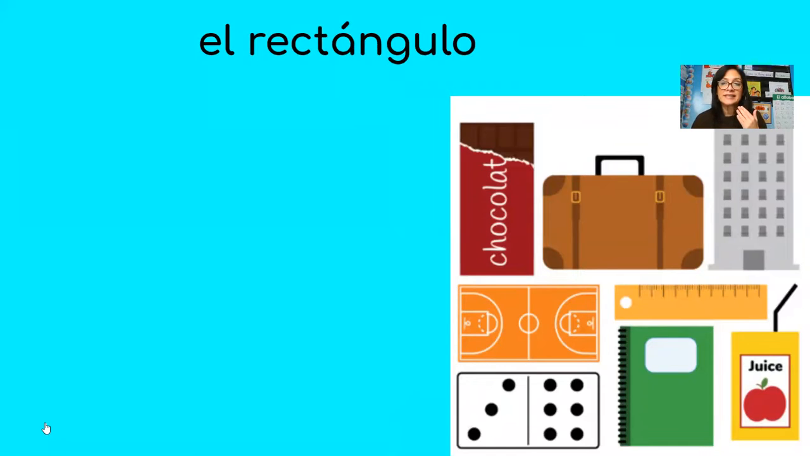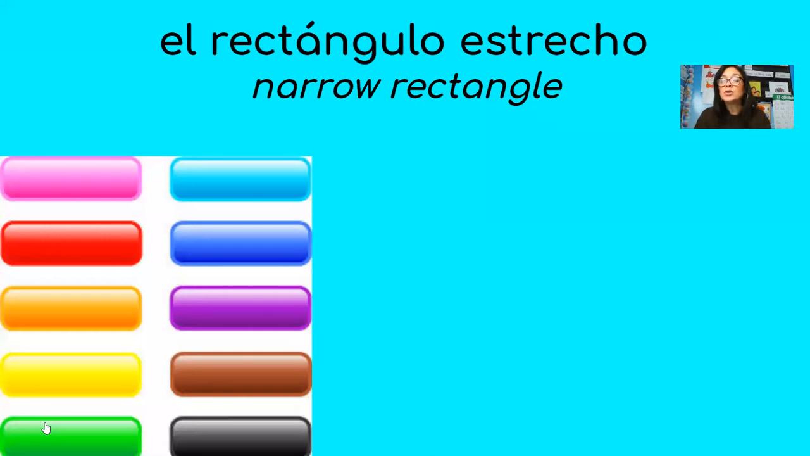Rectángulo, el rectángulo. If you notice, rectángulo, triángulo, círculo, they all sound very similar to their counterpart in English, to the word in English, except square, which is cuadrado. Rectángulo. Rectángulo estrecho. Rectángulo estrecho, which means narrow rectangle. Estrecho, narrow. Estrecho.